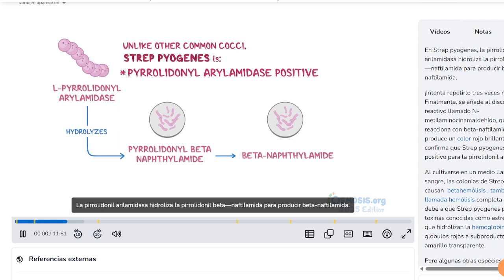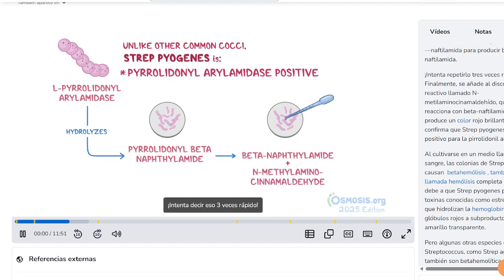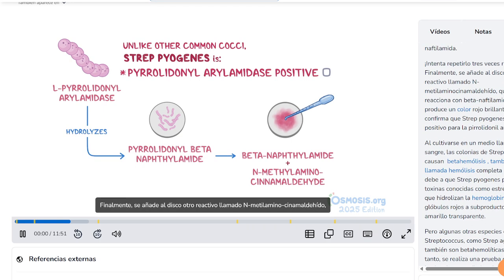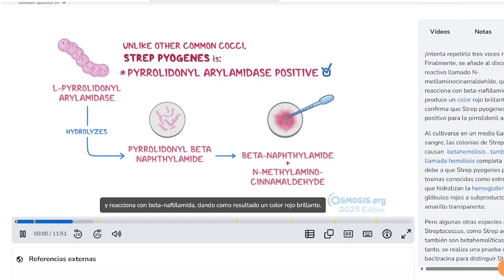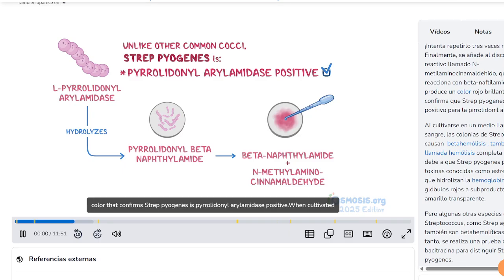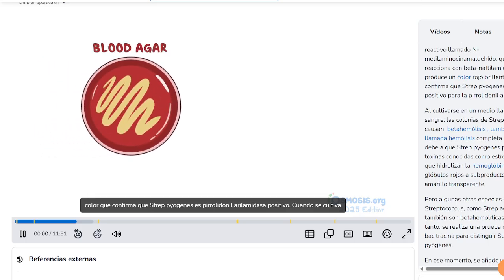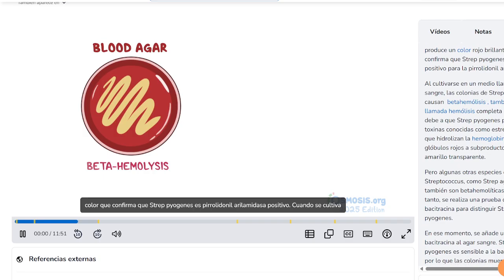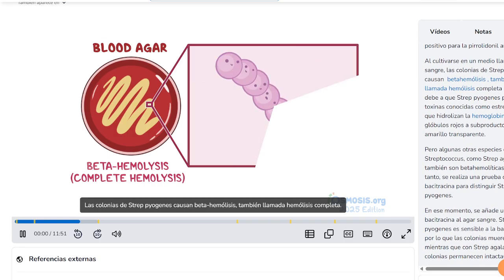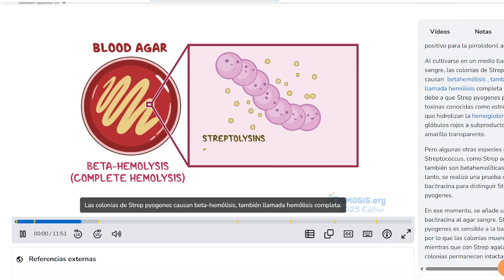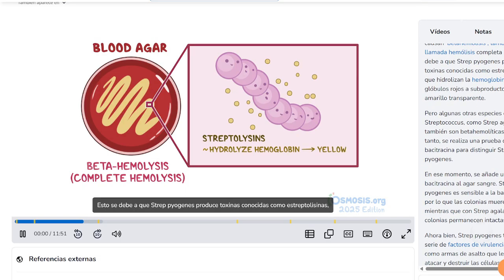Finally, another reagent called N-methylamino-cinnamaldehyde is added to the disc, and it reacts with beta-naphthylamide, resulting in a bright red color that confirms strep pyogenes is pyrrolidinyl arylamidase positive. When cultivated on a medium called blood agar, strep pyogenes colonies cause beta hemolysis, also called complete hemolysis. That's because strep pyogenes makes toxins known as streptolysins, which hydrolyze the hemoglobin in red blood cells to transparent yellow color byproducts.